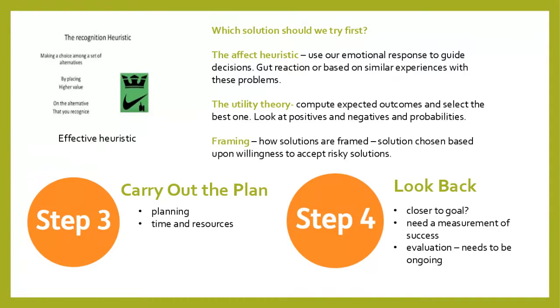And again, framing, how solutions are framed. Solutions chosen based upon willingness to accept risky solutions. So it's how do we look at it? If I do this particular thing, 5 people might die. But if I do this particular thing, 10 people might be saved. So what is more risky, having people die or saving people? So how solutions are framed. So it depends on your willingness to accept a risky solution.